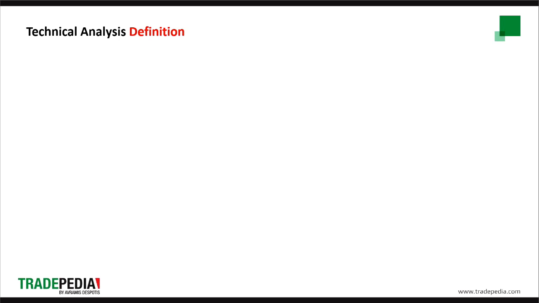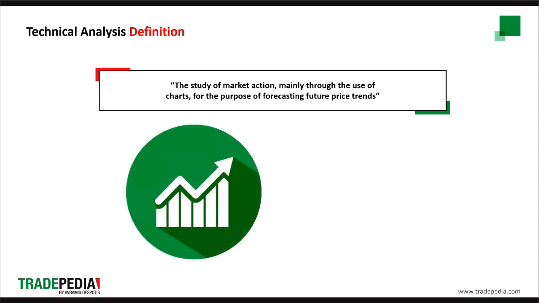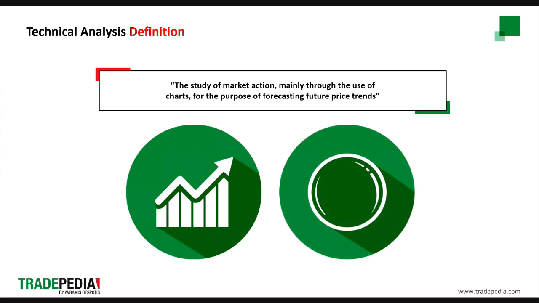So let's start with the definition of technical analysis, going to the basics. What is the definition of technical analysis? Technical analysis is simply the study of the market action, the movements of the prices, through the use of charts, of course, for the purpose of forecasting future price trends. Let's let this sentence sink into our minds: the study of market action or price movement through the use of charts for the purpose of forecasting future trends. So what are we studying here? Price movement.